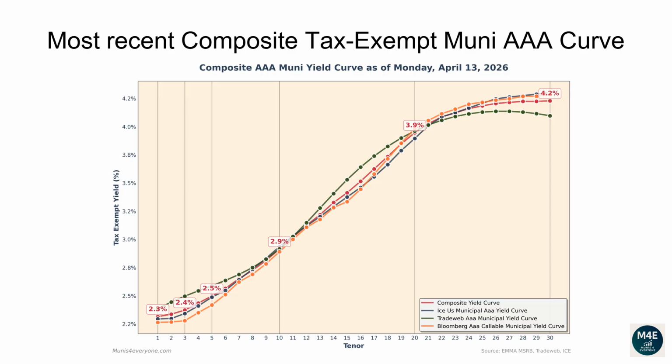The one-year composite tax-exempt yield is 2.32%. The two-year yield is 2.34%. The three-year yield is 2.37%. The 5-year yield is 2.5%. The 10-year yield is 2.91%. The 20-year yield is 3.95%. The 30-year yield is 4.23%.